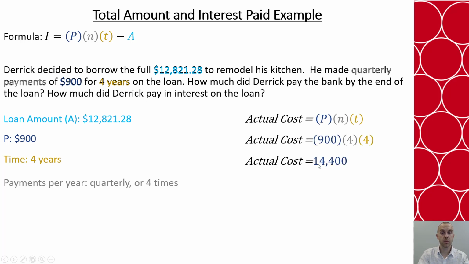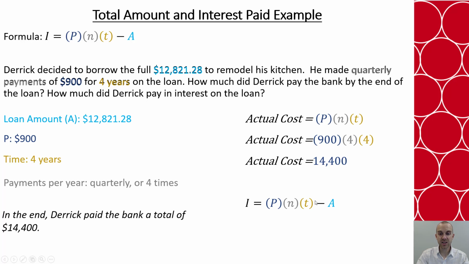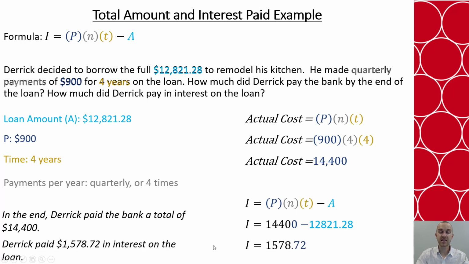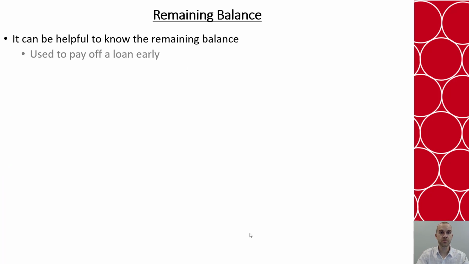So the actual cost is that payment times the number of times in a year times how many years. 900 times 4 times 4 means that he paid out in the end $14,400 for the entire loan. So to determine then, well, what was the interest? It's taking that actual cost and subtracting the initial loan amount. In this case, we already found the actual cost to be $14,400. We're just going to subtract the loan amount, the $12,821.28. So in this case, Derek paid $1,578.72 in interest for his loan.